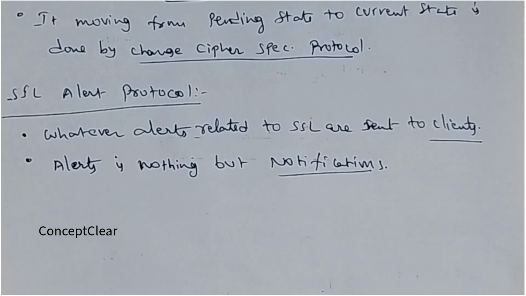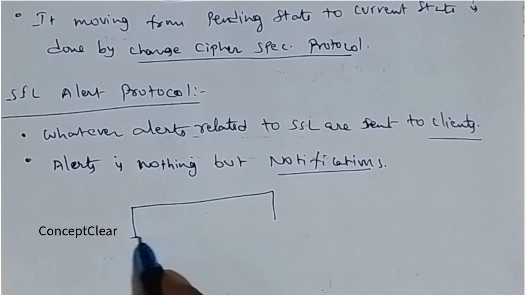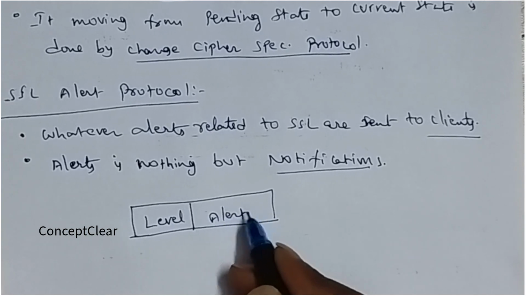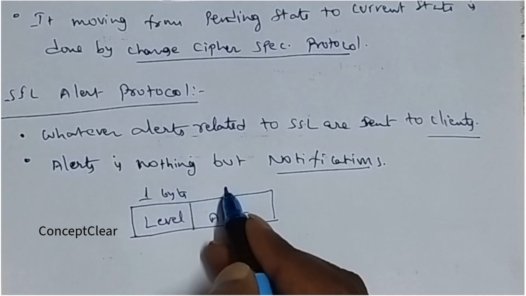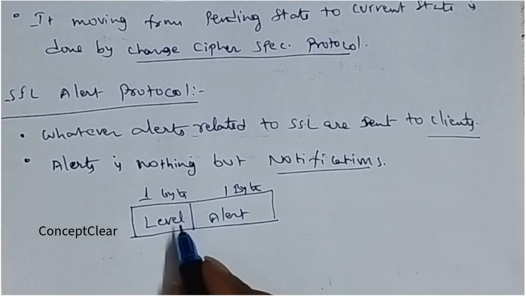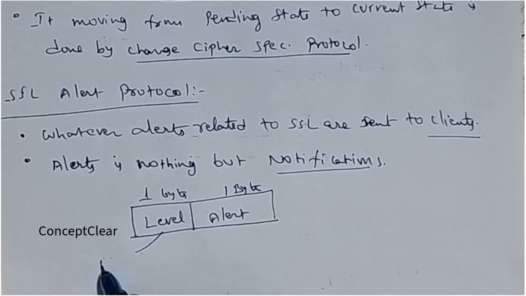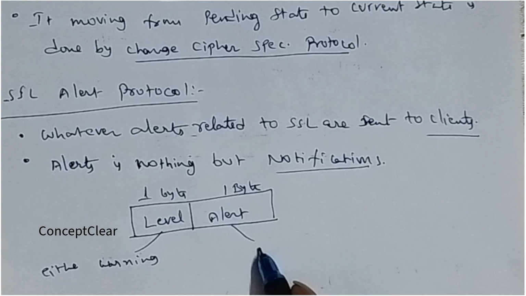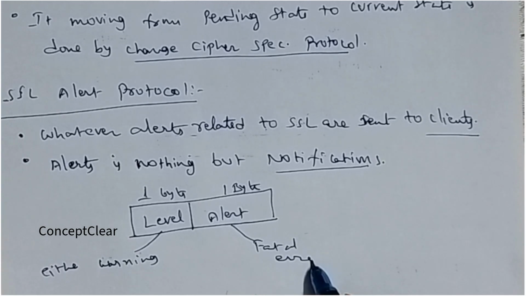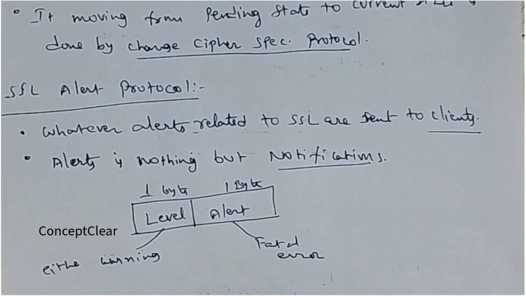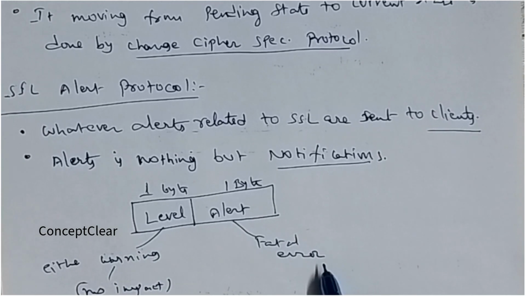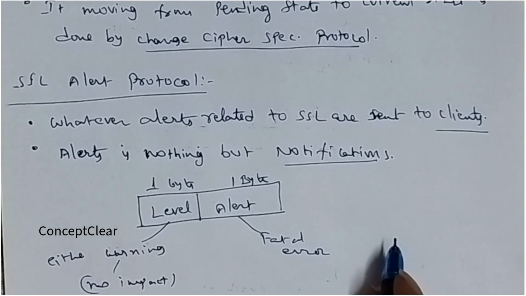Okay, alerts contain 2 fields. The first one is the level field. The second one is the alert message. It contains 1 byte. Level means either a warning or a fatal error. Warning means no impact, and a fatal error means automatically the connection between client and server will be disconnected.